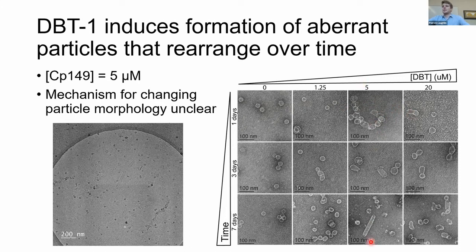If we look just at this column right here at 5 micromolar, one thing I noticed is that the morphology of these assembly products was changing over time, so that by 3 days, I saw a lot of these incomplete, almost conical structures, and by a week, I was even seeing cylindrical structures. In this condition, I took some of this very same material and imaged it by cryo-EM. This shows us that these actually do exist in solution. I hope you can see it and that it's not too hard to see.